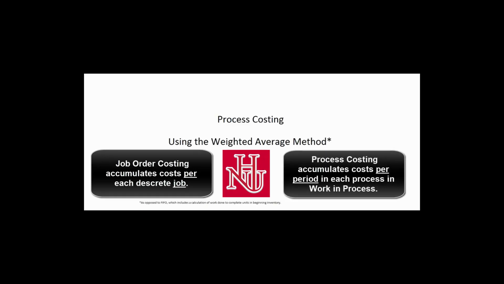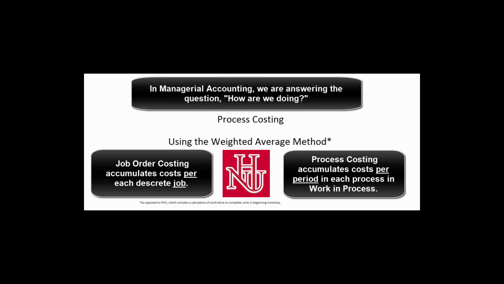But if we're making soda pop, and so we're taking some carbonated water and some flavorings in the syrup department, and then we're sending that stuff over to the bottling department, we might instead use process costing. So we want to tell management how much it's costing us per gallon to bottle it, how much it's costing us per gallon to make the syrup, and then month by month we can see whether our costs are going up or down. Because remember, in management accounting, we're answering the question, how are we doing? We're trying to help management.